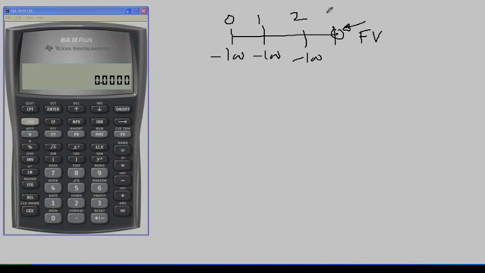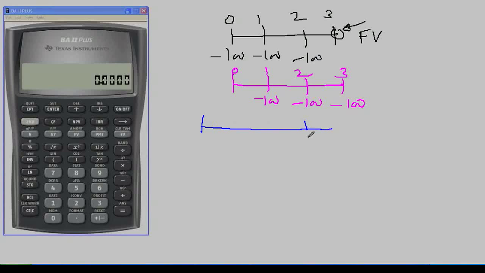This is your annuity due: 0, 1, 2, 3. Your ordinary annuity will look like minus 100, minus 100, minus 100 at 0, 1, 2, 3. What we do is a trick over here: we shift this to the left. Now I will shift it to the left, so 0 coincides with 1, 1 coincides with 2, and 2 coincides with 3. I do not have 100 over here; I have 100 at 1. So I am shifting it by one time period. I have 100 and this 100.